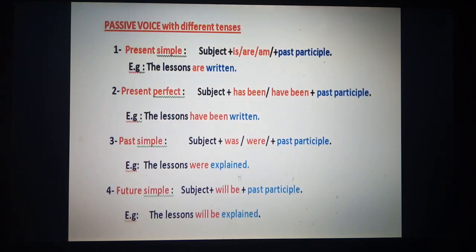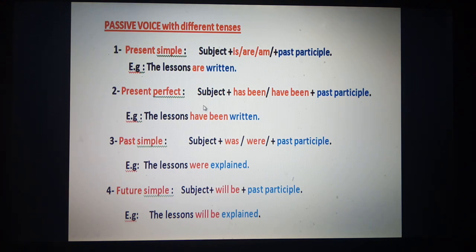Now, the passive voice with different tenses. We're going to see the passive voice with these four tenses. Number one, the present simple, just like the examples we have seen before. We've got the subject plus the present simple of the verb to be, is, are, or am, depending on the subject, plus the past participle. Example, the lessons, in the plural, so are written. Written is the past participle of the verb to write. It is an irregular verb.